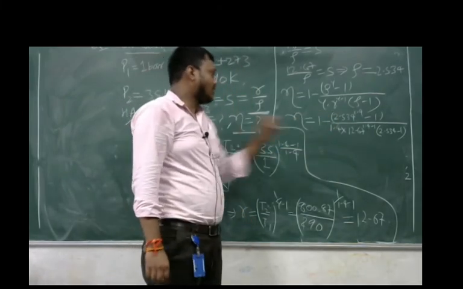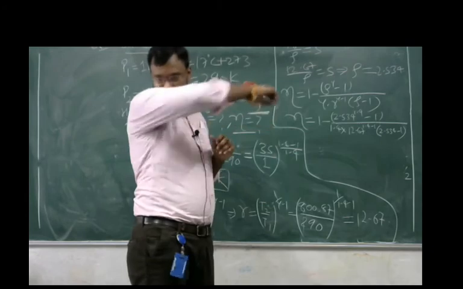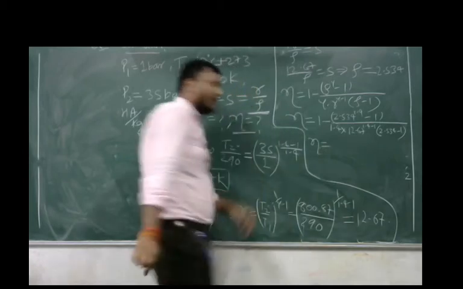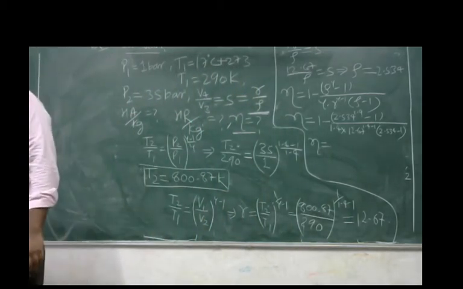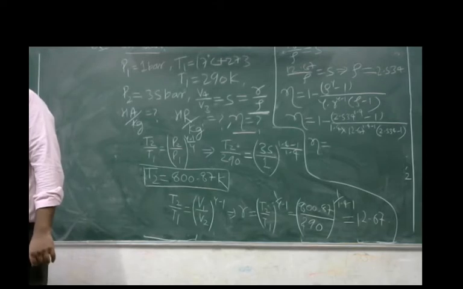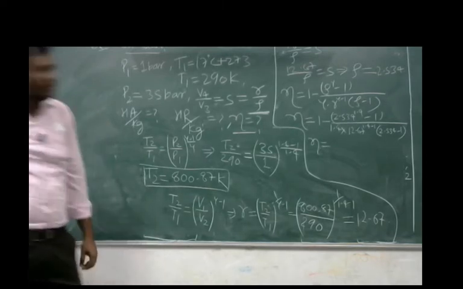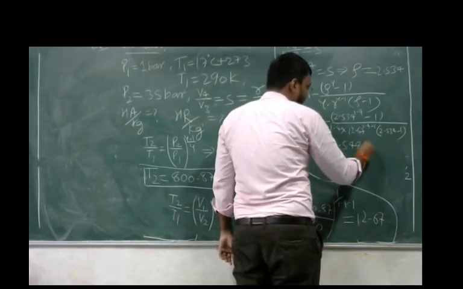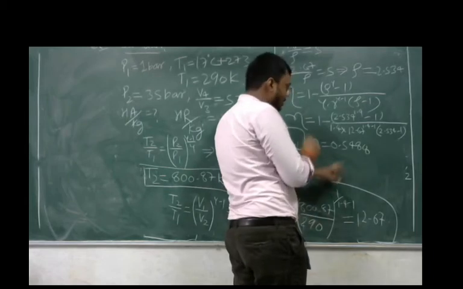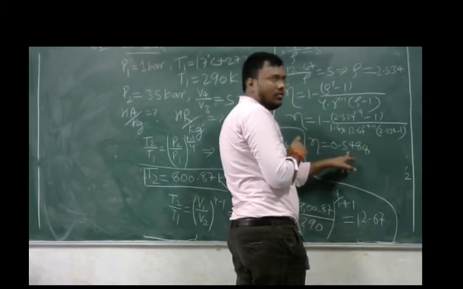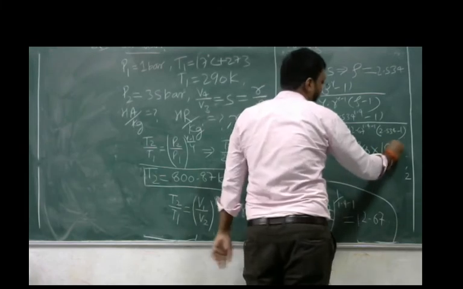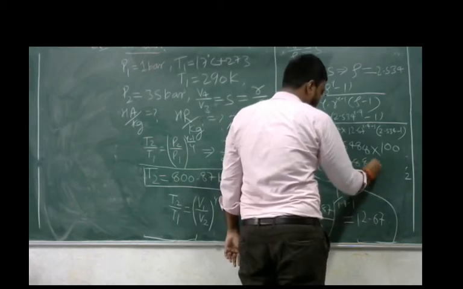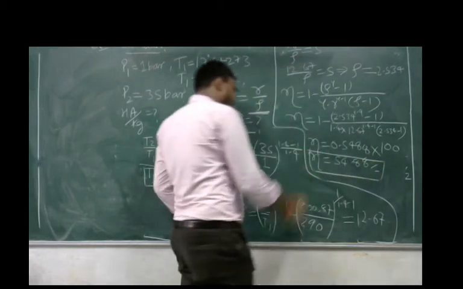This is a long equation. You have to solve this equation by calculator. After calculating, you will get the value of eta equal to 0.5488. It is in a fraction, and you have to calculate in percentage, so you have to multiply by 100. So you will get eta equal to 54.88%. So we have found the value of eta.